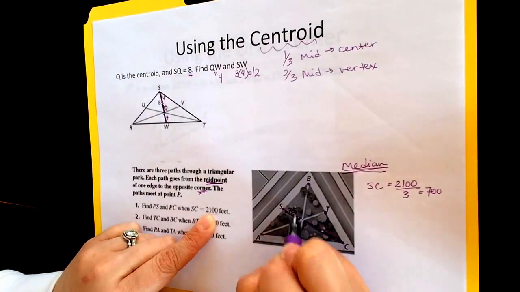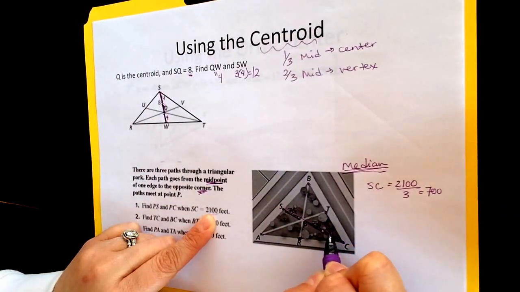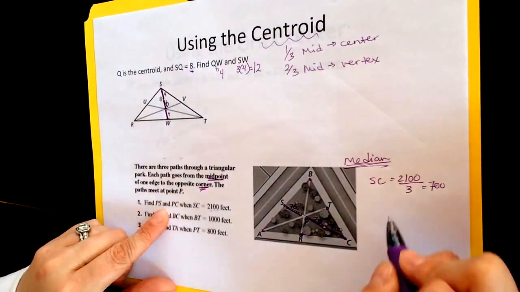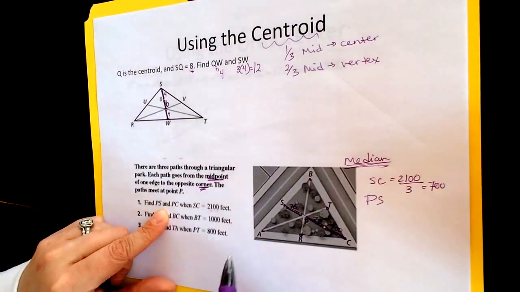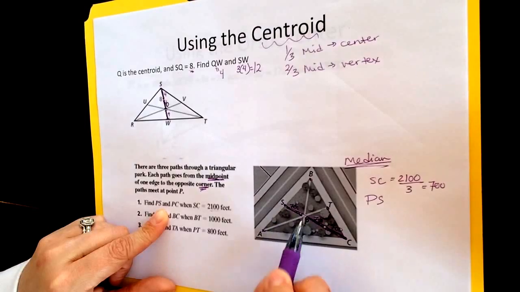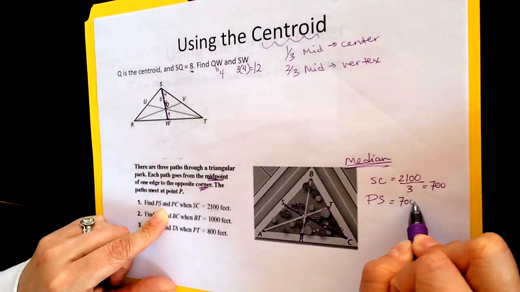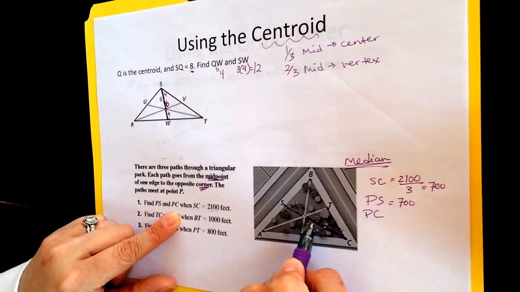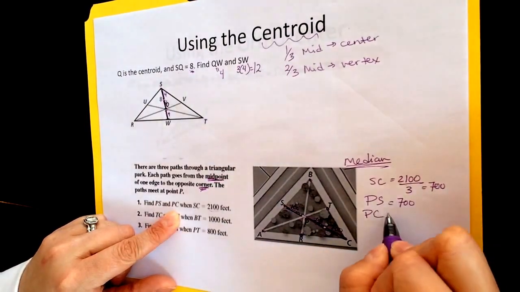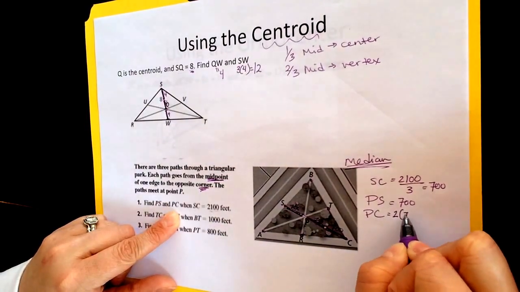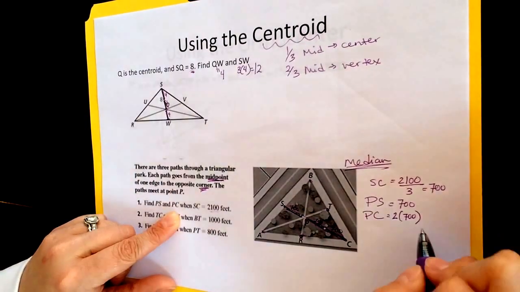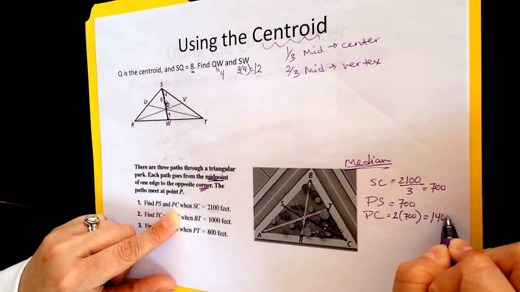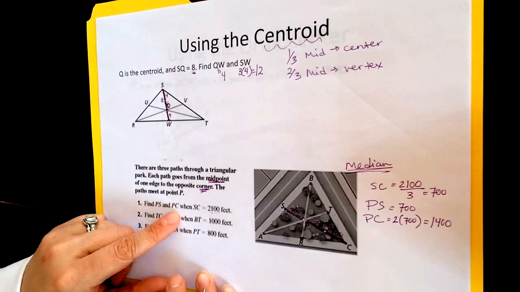So 700, 700, 700. So they're concerned with P to S. P to S is just my 1/3 piece. So that'd be 700. Easy. P to C, we see that that's our 2/3 piece. So we have 2 of these 700-foot pieces. We understand that that's 1,400 feet there.